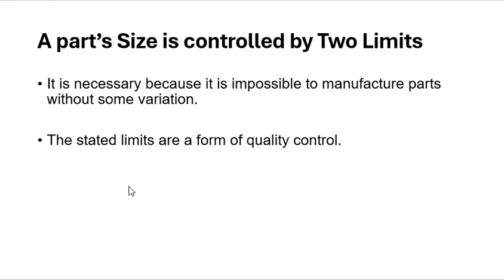It's very important to know that it is impossible for us to manufacture parts without some variation. So we allow that variation between the two limits. These stated limits are very important because they are a form of quality control.